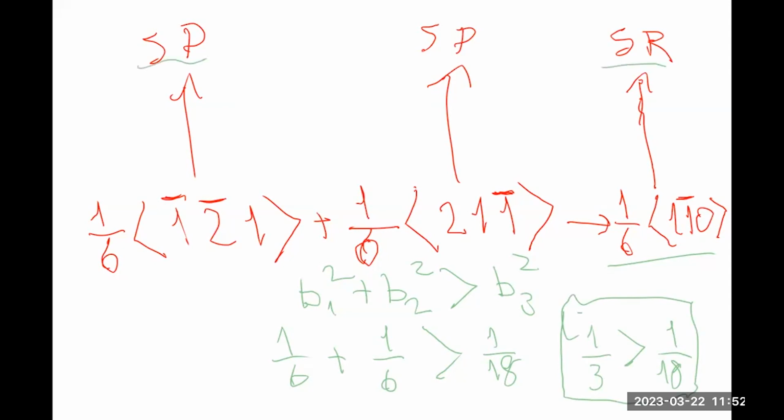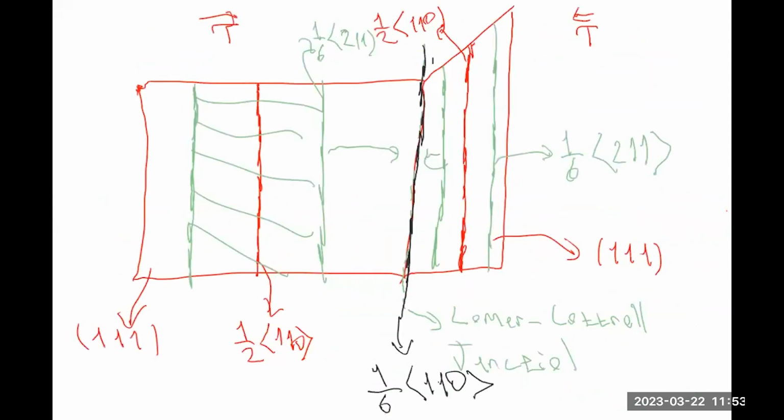Two Shockley partials come together and they create a stair rod. The summation of the energies of the Shockley partials is 1/3 and the stair rod is 1/18. So the formation of stair rods from these Shockley partials is energetically extremely favorable. This is way greater than 1/18. So once they meet at the Lomer-Cottrell junction, they form the stair rod dislocations.